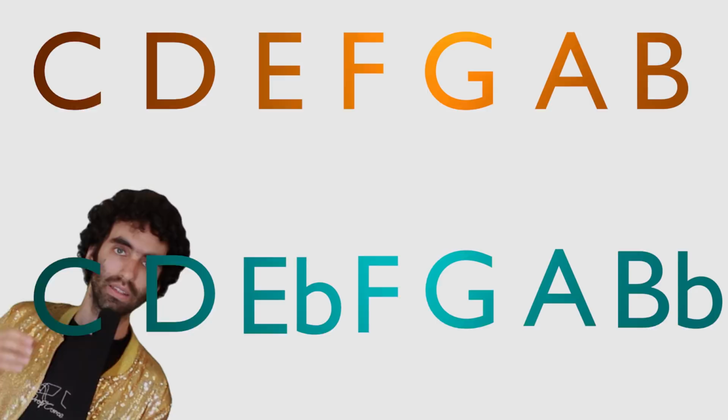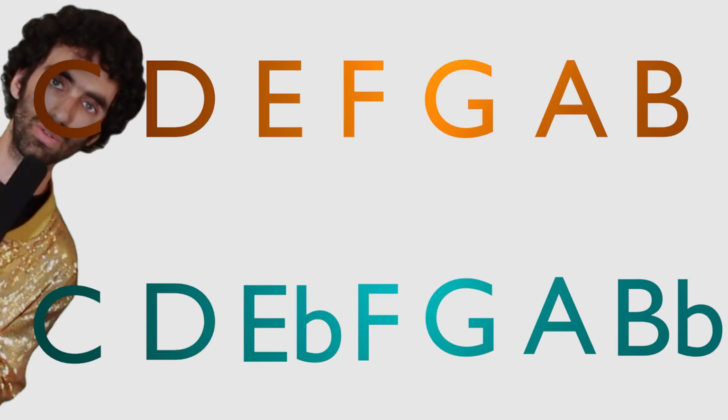Now let's listen to a jam using the first mode scale, C, D, E, F, G, A, B, and then compare it to a jam using the second mode scale, C, D, E flat, F, G, A, B flat.